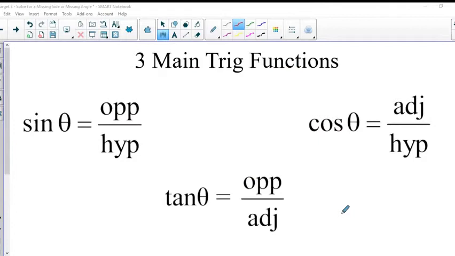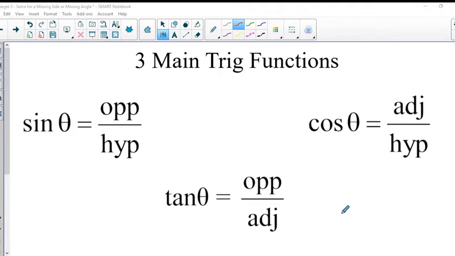Next thing we're going to do is solve for a missing angle. Now, as you can see, the exact same three trig functions are on your screen: sine, cosine, and tangent. Last time we were using these, we were solving for a missing side, where either your opposite, your hypotenuse, or your adjacent, one of those was the variable. This time, we're going to use these trig functions to solve for a missing angle.